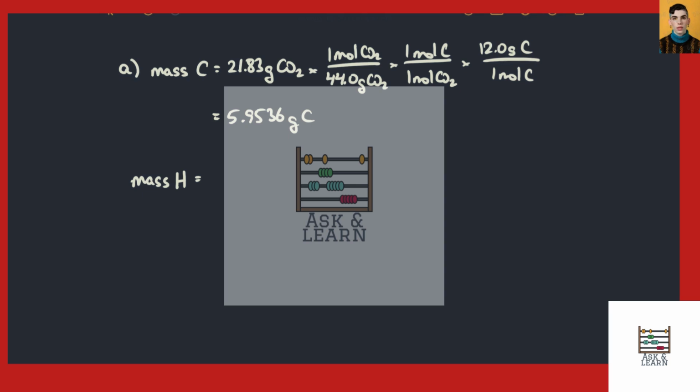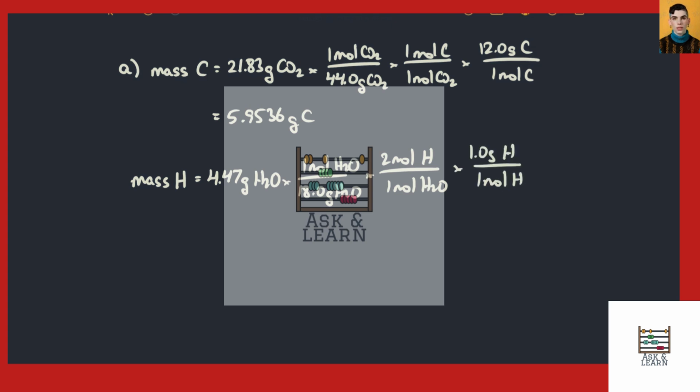We're told that there's 4.47 grams of water. Grams present in 1 mole, 1 mole of H2O, 2 moles of hydrogen, 1 mole of hydrogen is 1 gram. We'll find that this is equal to 0.5016 grams of hydrogen.